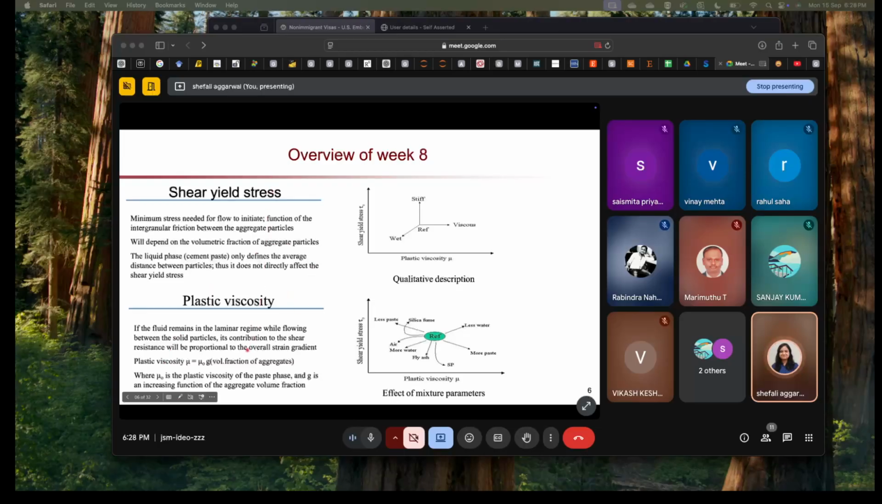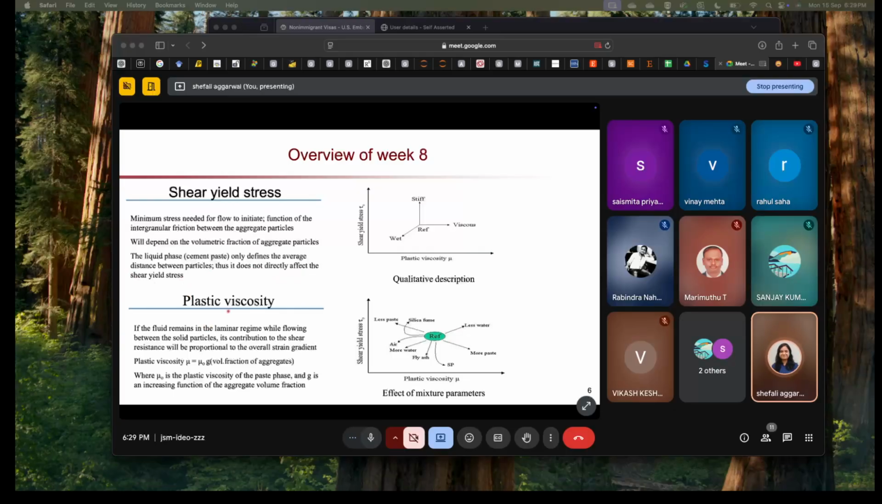The two parameters, as we were talking, are shear yield stress and plastic viscosity. How do you define yield stress? It is the minimum stress needed for flow to initiate, a function of the intergranular friction between aggregate particles. So it will depend upon the volumetric fraction of aggregate particles. All these properties don't only depend on your paste content or what is in your cement. Mainly they depend on your aggregate particle packing or volumetric fraction. Cement paste only defines the average distance between particles. It does not directly affect the shear yield stress.